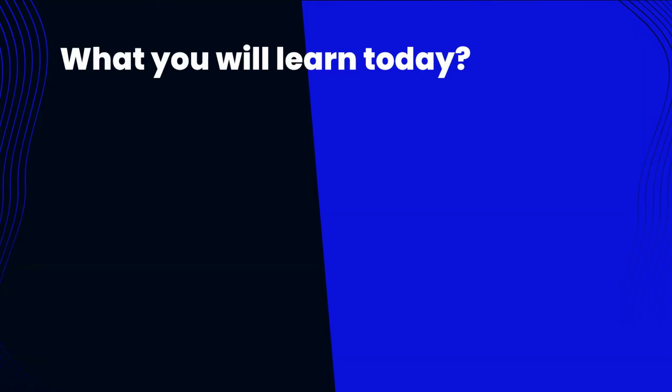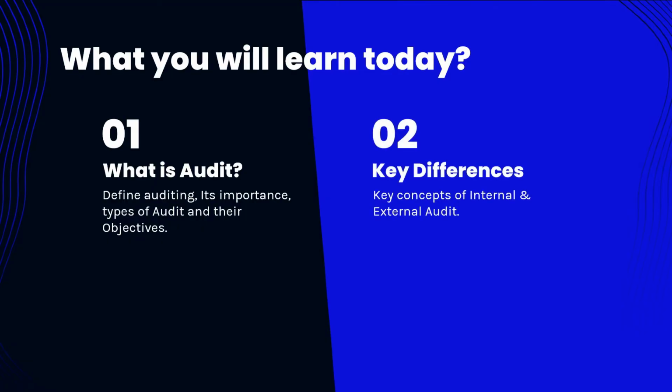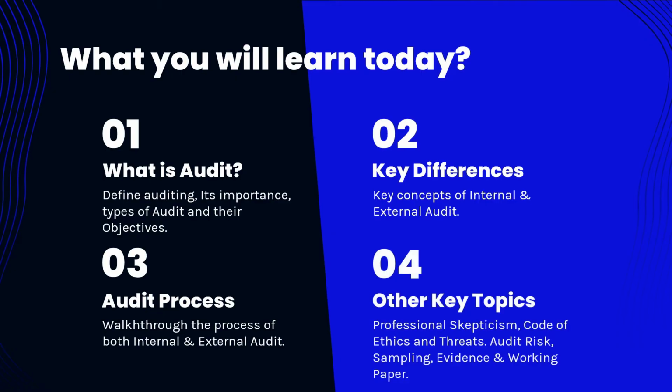First, we're going to explore what an audit is, why it is important, the different types of audit, and their objectives. Secondly, we're going to look at the differences between internal and external audit. On the third part, which is the fun part, we're going to spend more time on a walkthrough of the processes of internal and external audit. And then at last, we're going to touch on other important and relevant topics related to audit before we wrap up this excellent session. So let's get going.